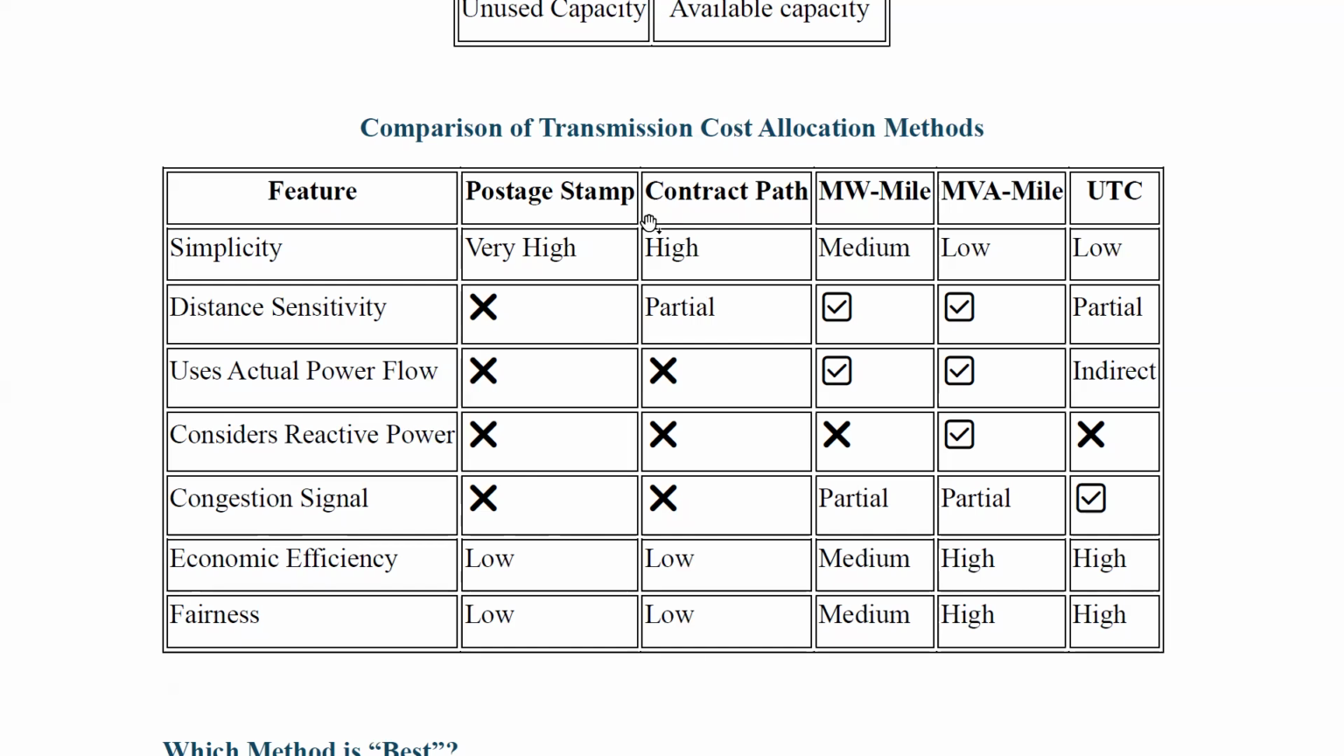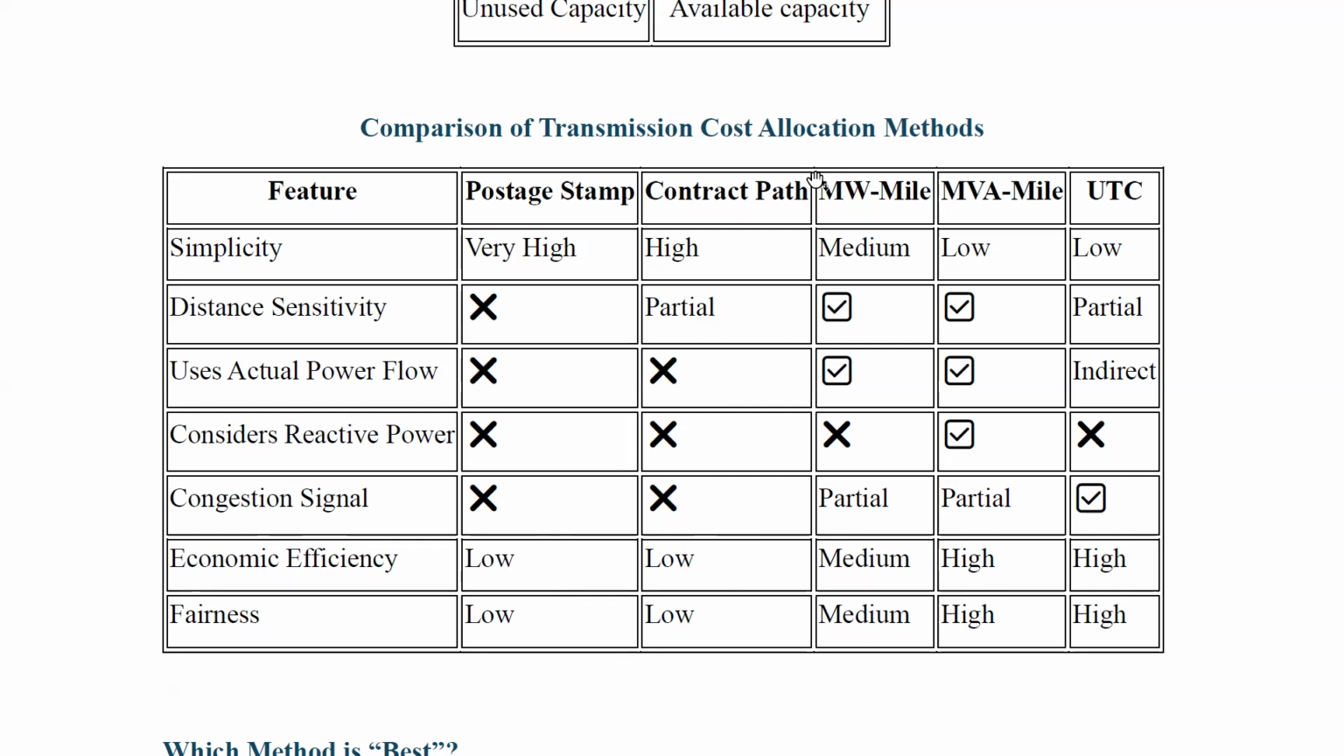Next comes the contract path method. Simplicity is somewhat high, and distance sensitivity is there, but only partial. Actual power flow we are not following, because as per the contract path method, the power should flow only through the contracted transmission lines. It does not consider reactive power, and congestion signal is not taken into account. Economic efficiency is low and fairness is also low. That's why it was used in the initial, earlier days of the restructured power market.